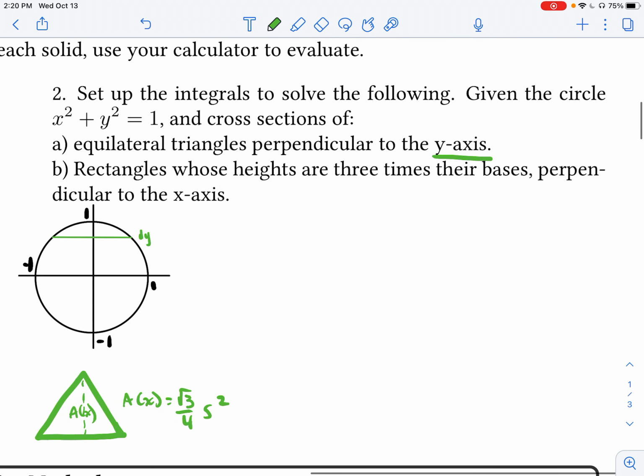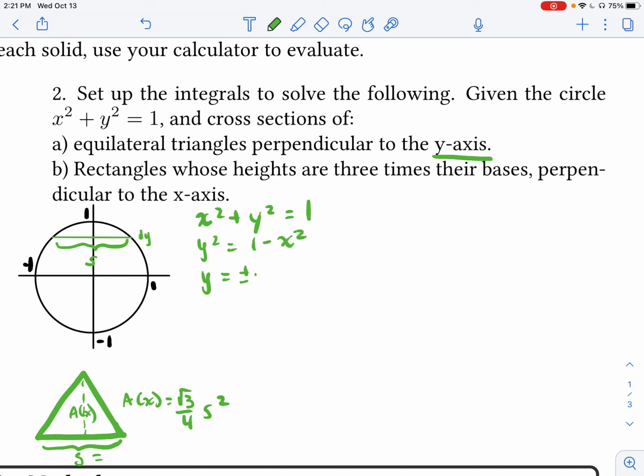But what is our side length? That's what we need to establish. What is our side length? Well, the side length is going to be all of this. So to figure this out, we need to write this implicit equation as a function of x. It's y as a function of x. And when we do that, we get plus or minus √(1 minus x squared).